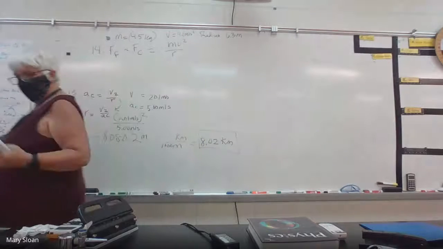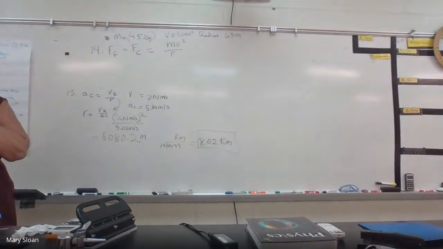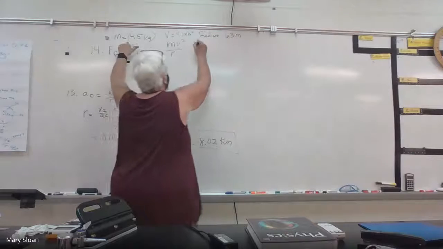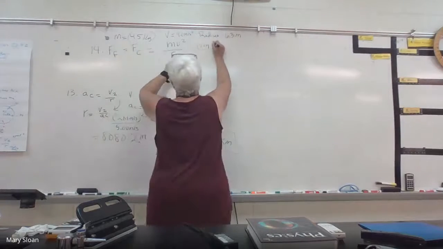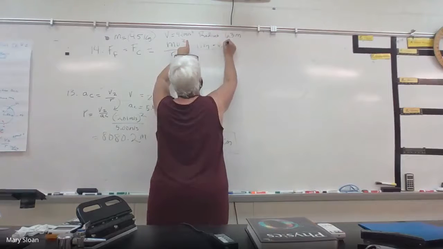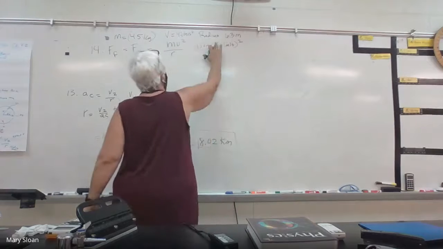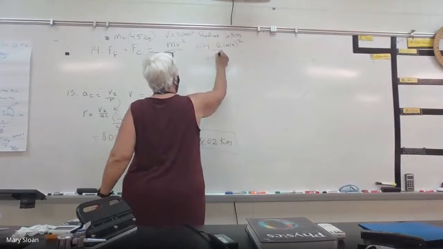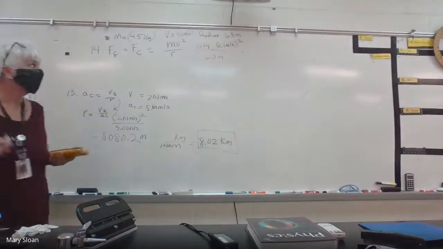Okay, ready? Or JP can do it. JP, you ready? Yes, ma'am. Because I'm going to give him the last one. All right, sir. So we're going to plug and chug, right? Yes, ma'am. So we got 45 kilograms, and we're going to times that by 4.1 meters per second. Well, we got to square that, don't we? And we're going to divide that by our radius, which is 6.3 meters. All right, sir, plug it in your calculator and tell me what you got.